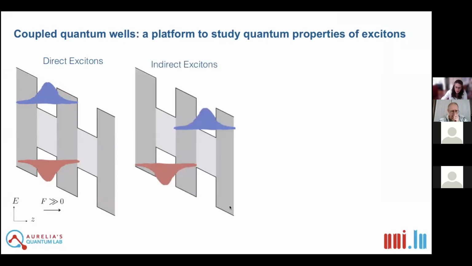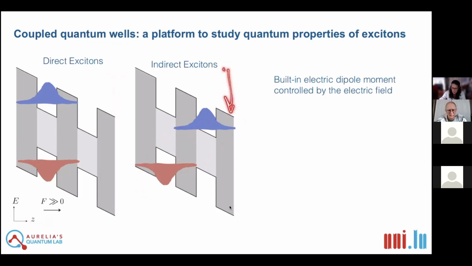Now, if there is a field applied on the structure, here you can see this in space, and this in energy, one can also create indirect excitons, where the electron and the hole are in two different wells. The advantage is that there is a built-in electric dipole moment that can be controlled by the electric field applied on the structure.